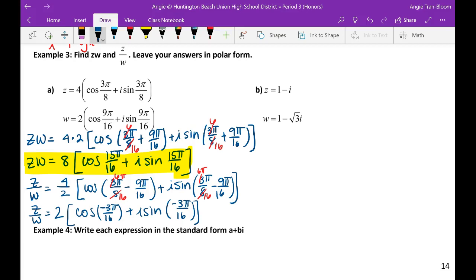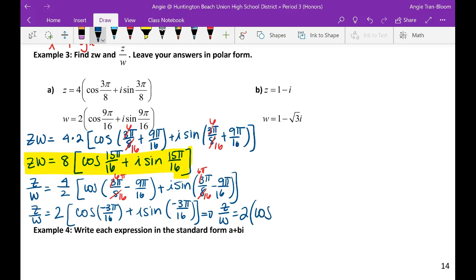Okay, so here's the negative angle. Now, your book really doesn't like negative angles, because I believe when we define this, it says that the radius always has to be positive and theta always has to be from 0 to 2 pi, or 0 to 360 depending on if you're in degrees or not. So what we need to do is convert negative 3 pi over 16 to a positive angle, okay? So the final answer is z divided by w equals 2 times cosine of.